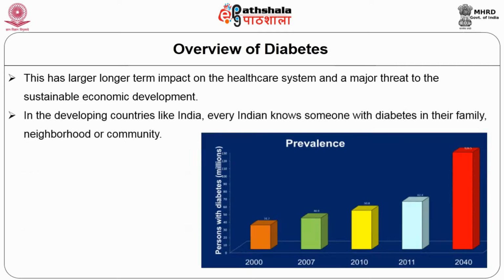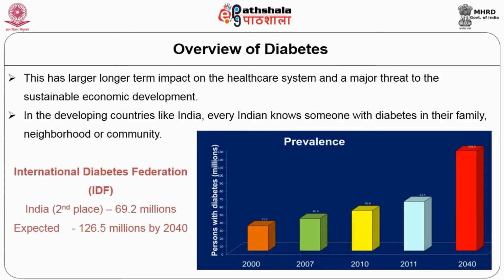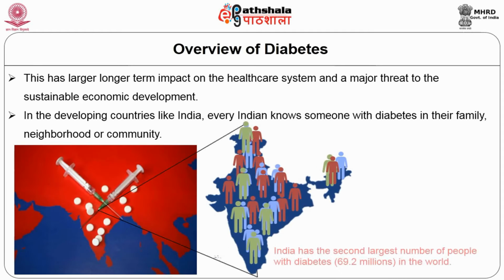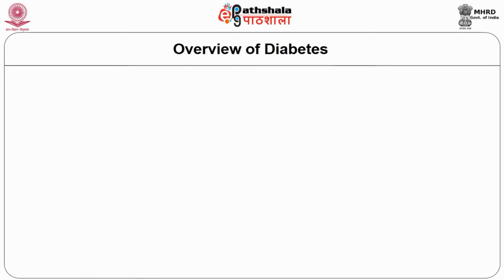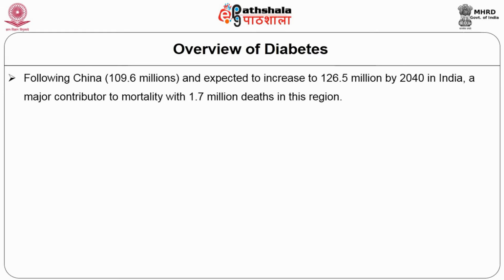In developing countries like India, every Indian knows somebody with diabetes in their neighborhood or community. In fact, the 2015 Atlas shows 69.2 million people with diabetes in India. China is number 1 and India is number 2. Like we have Mr. India and Miss Universe, you can also say we now have Mr. Diabetes. Next to China we are the second holder, with 1.7 million deaths occurring due to diabetes.